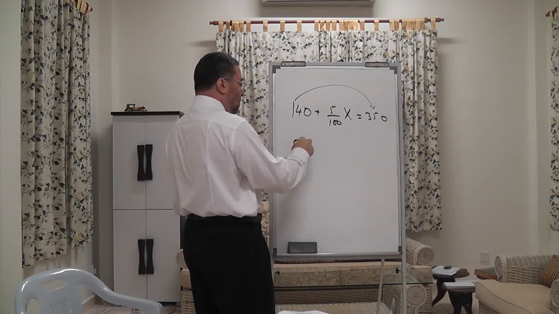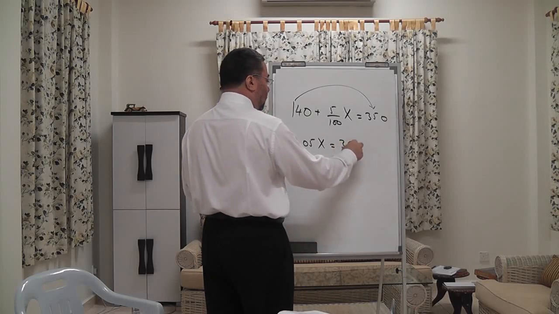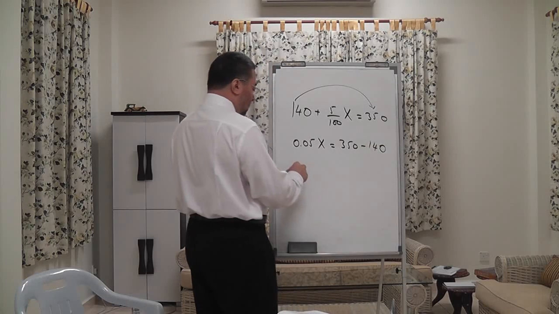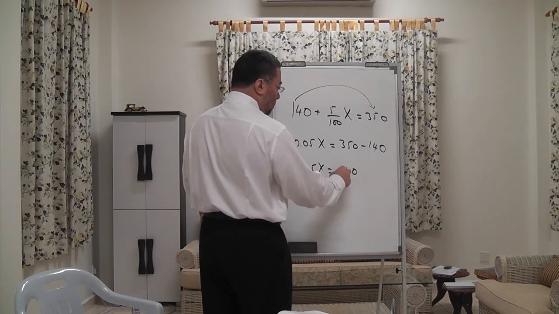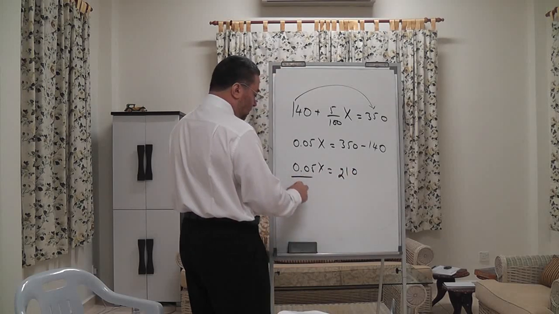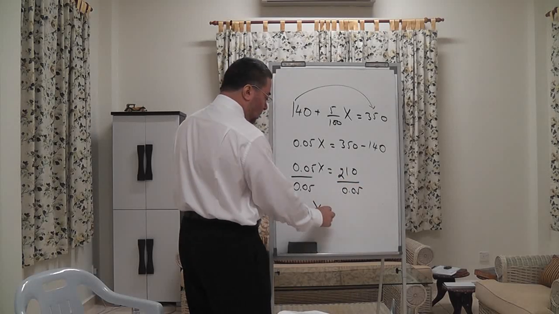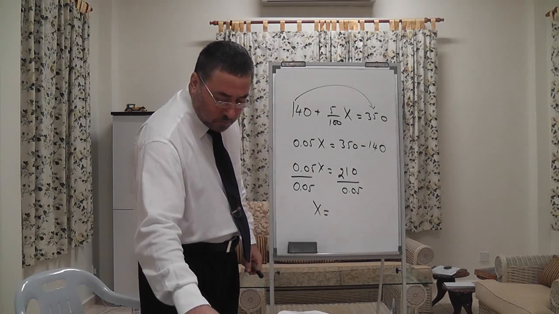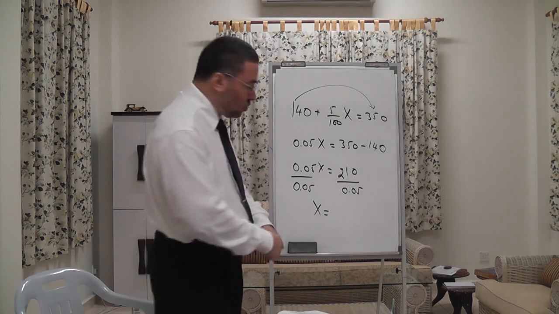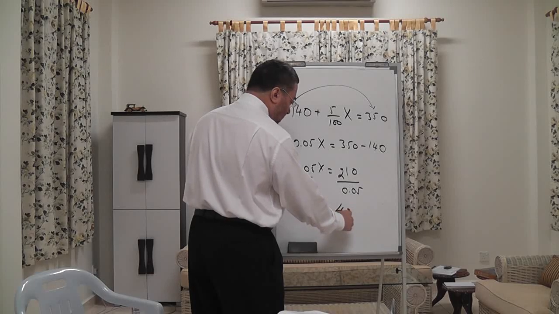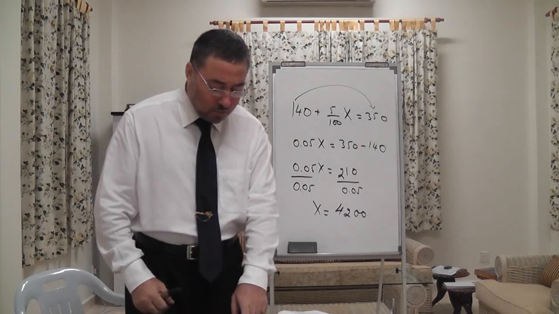We take now the 140 to the other side. Here we have 0.05x, we change this to a decimal, equals 350 minus 140. 0.05x equals 210. And now we divide everything by 0.05, and we get x equals 210 divided by 0.05, 4200. So her sales should be $4,200 in order for her to make $350 earnings.